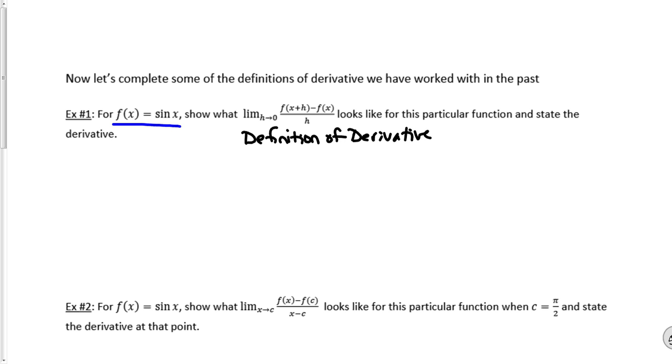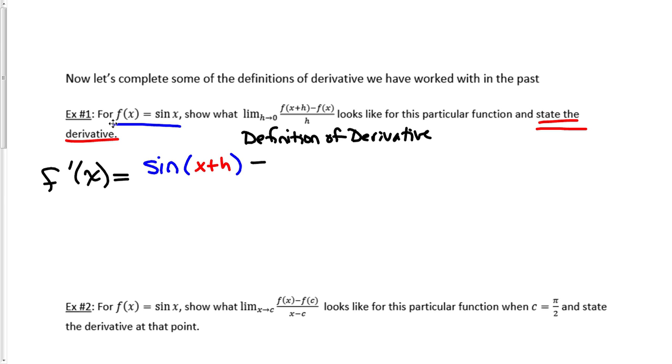And let's show what it looks like for this particular function. And then we've added this to these. State the derivative. Okay, so we're going to have f prime of x is going to be equal to sine of x plus h minus sine of x all over h, and I forgot the part that I always forget, the limit as h approaches 0 should be right there.